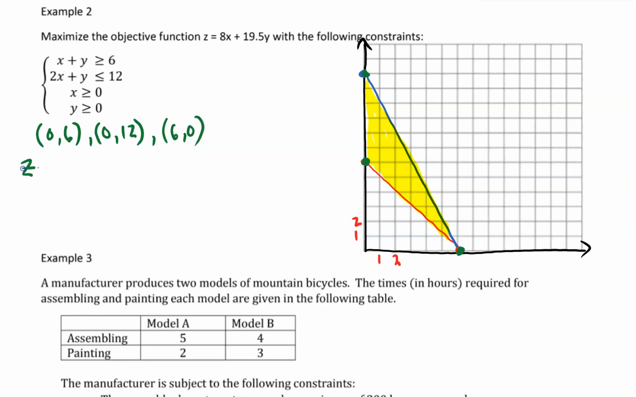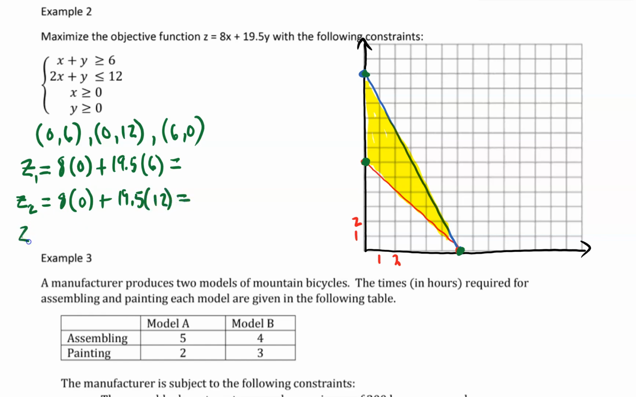And then if I use my z formula here, it's saying I'm going to take 8 and multiply it by 0 plus 19.5 multiplied by 6. I'll get an answer. That's for z1. z2 for the second point is 8 times 0 plus 19.5 times 12. And the last one, z3, it's going to be 8 times 6 plus 19.5 times 0. And then we do the math here for each one of these.